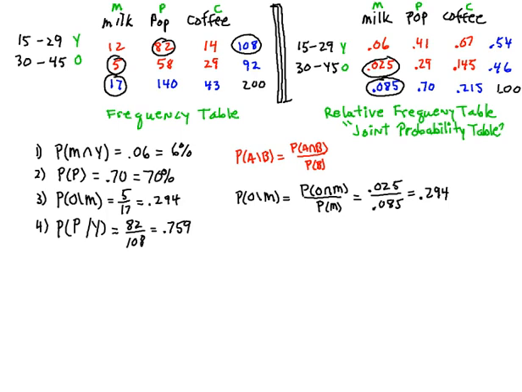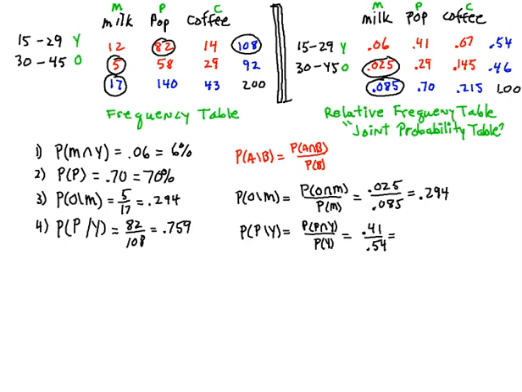I could go ahead and use the formula. The probability of P given Y is equal to the probability of P intersect Y divided by the probability of the given event Y. And looking at the values in the table, I get 0.41 divided by 0.54.